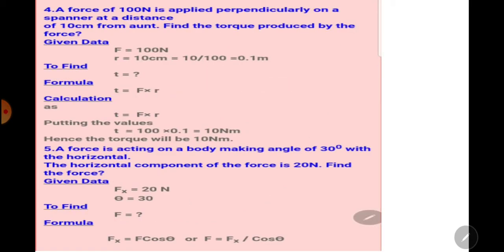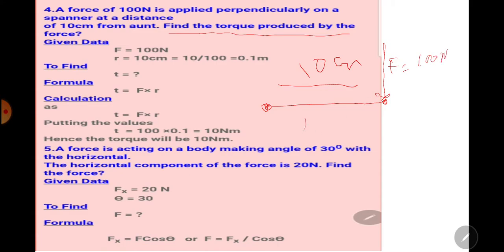Next, a force of 100 Newton is applied perpendicularly on a spanner at a distance of 10 cm from the fulcrum, the point of rotation. Find the torque produced by the force. So let's say the force is applied here and this is the point of rotation. This distance is 10 cm. Here the force is given, 100 Newton. So torque is equal to r cross F. Use this formula to calculate it. Convert centimeter into meter.